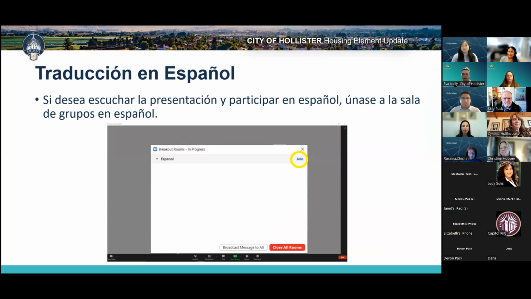And we will also be having a Spanish breakout room for anybody that is interested in listening and being involved in this in Spanish. So Rosina, if you could please introduce that.